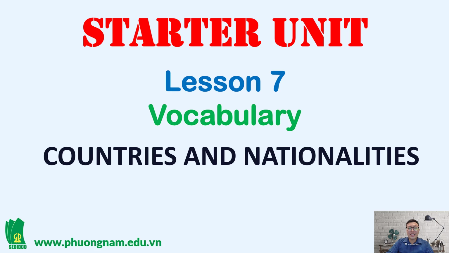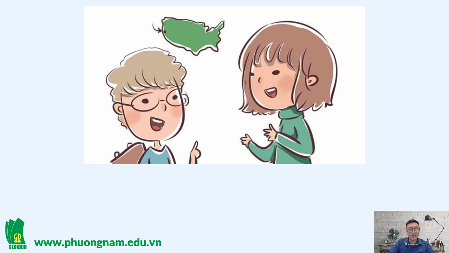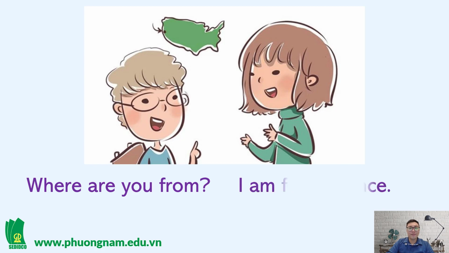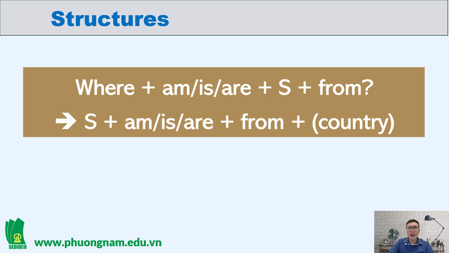The lesson today is about countries and nationalities. Look at the picture. We have two friends talking. Where are you from? I'm from France. So, where are you from? We have the question structure here. Where, and we have am, is, are, we have subject and from.